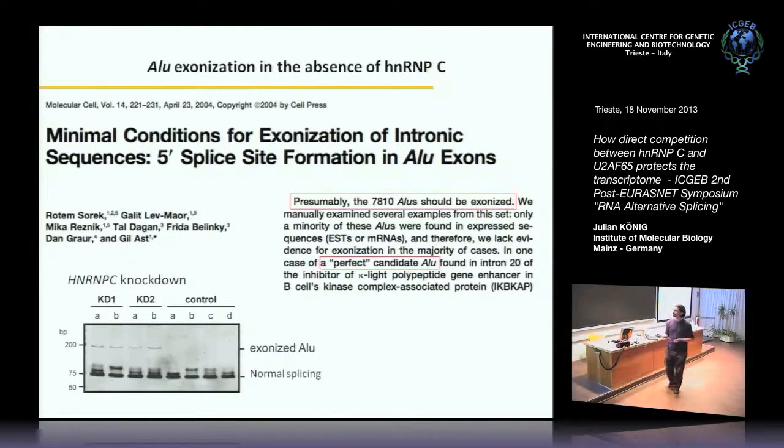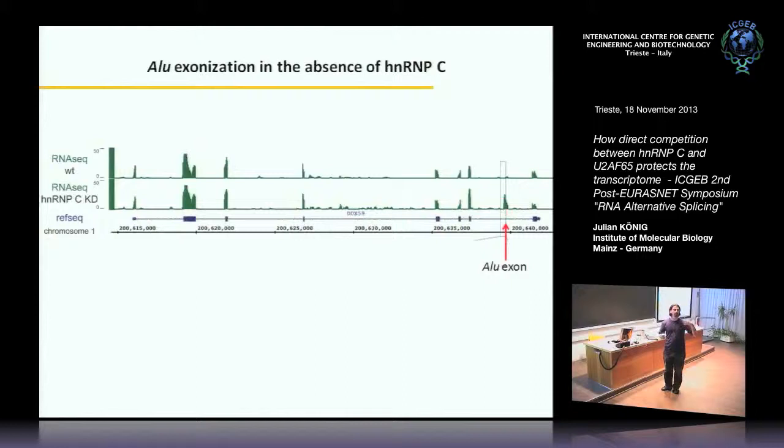In contrast to the microarray, RNA-seq allows us to de novo annotate the transcriptome and to identify exons that have never been described before. And in fact, we find hundreds of exonizing Alu elements. And this is one example of this.